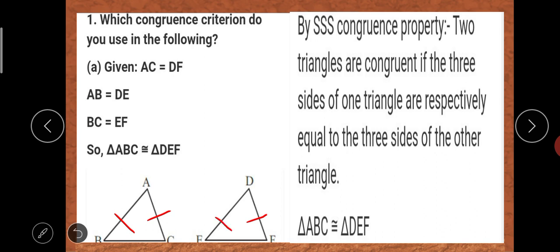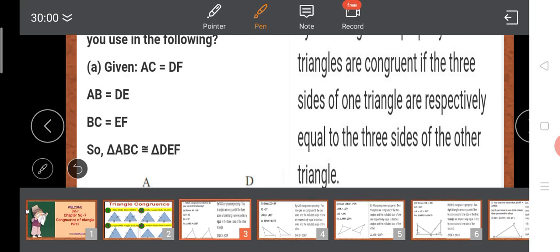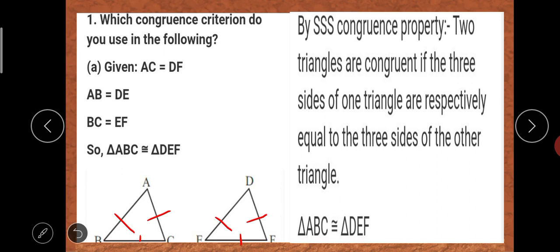And BC is equal to EF. That means we find here all sides are given. Okay, so here which congruence property are you going to use? That is side, side, side.